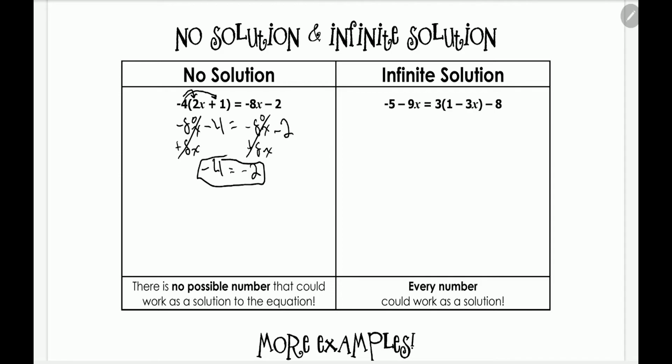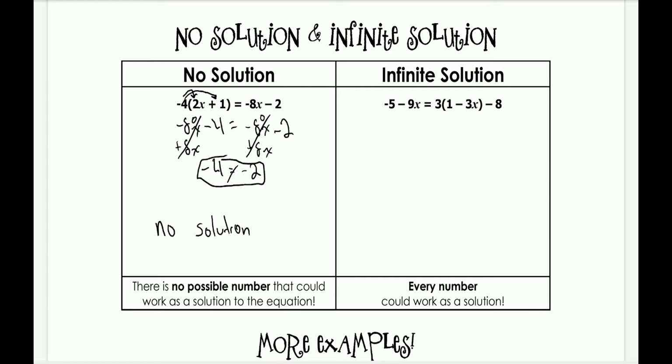This does not work. Is negative 4 equal to negative 2? Well, no. So since that happens, there's no possible combination of numbers that will lead us to have a solution. So we say this is no solution. Because the x's cancel, we aren't able to do anything with the problem. Alright?